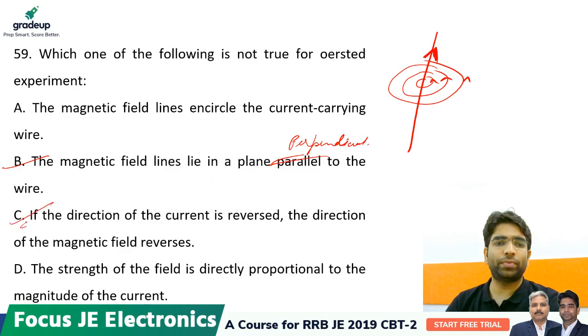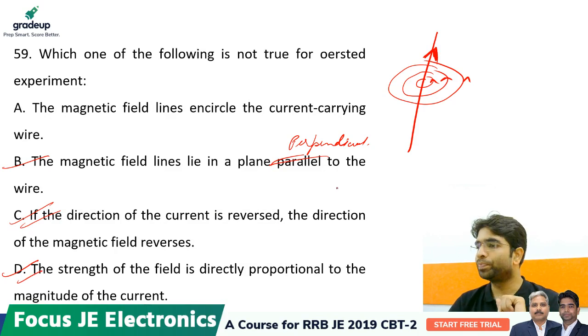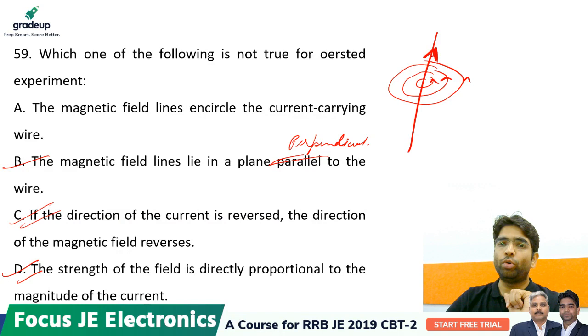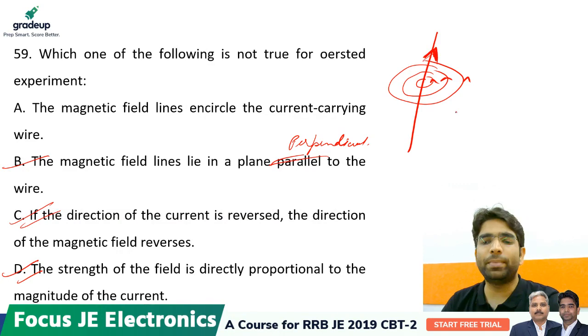If the direction of current is reversed, then the direction of magnetic field will also be reversed. The strength of magnetic field is directly proportional to the magnitude of current. Exactly true. The more current flowing through it, the stronger will be the magnetic field in its vicinity.